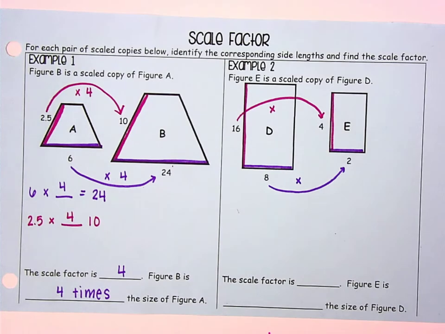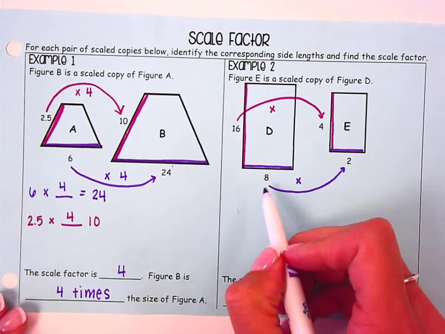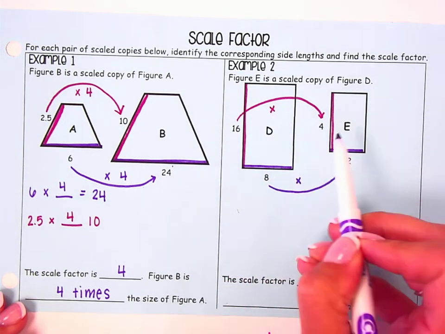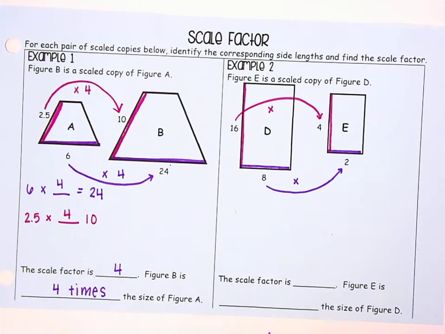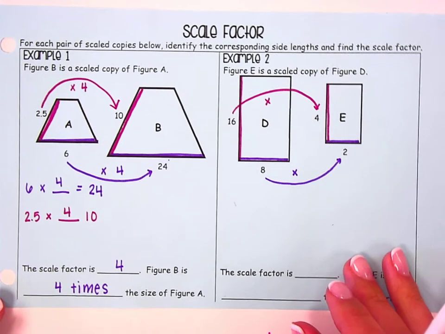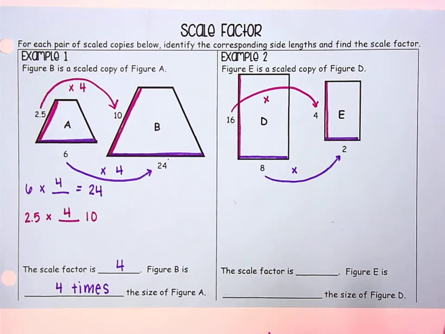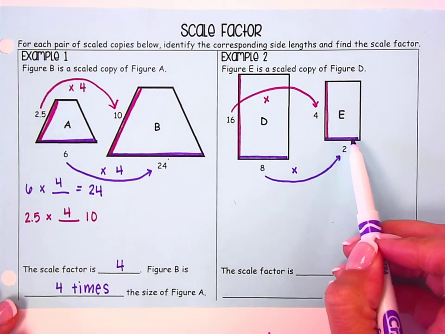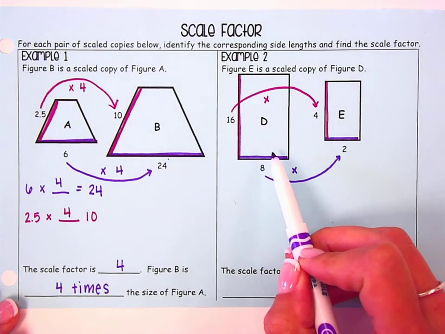Because we might not know readily what 8 times what is going to give us 2, we can think about what relationship we do know. And most of you will notice that we can divide 8 by 4 to get 2, and we can divide 16 by 4 to get 4. When we think about dividing by 4, we know we're cutting into fourths. What that tells us is that figure E is 1/4 of the size of figure D.